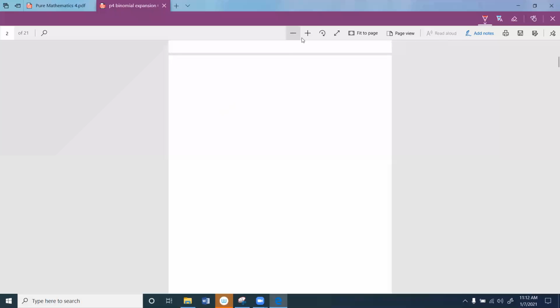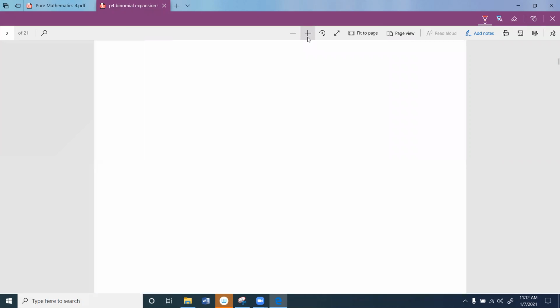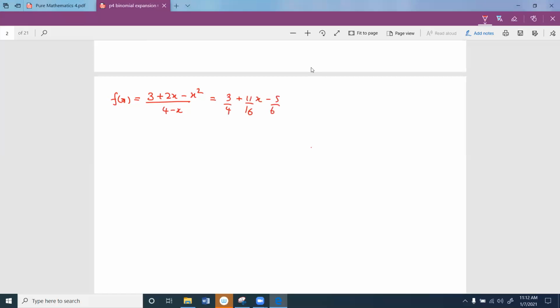According to this, what they have given is just like this. The question is, f(x) is equal to 3 plus 2x minus x squared over 4 minus x. They ask you to show that it is approximately 3 over 4 plus 11 over 16 x minus 5 over 64 x to the power 2. That's the way they are asking this question.